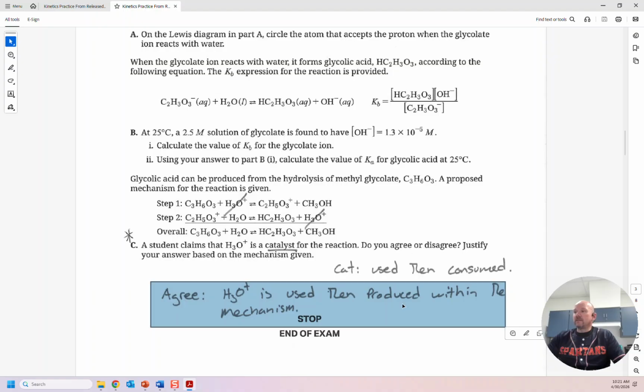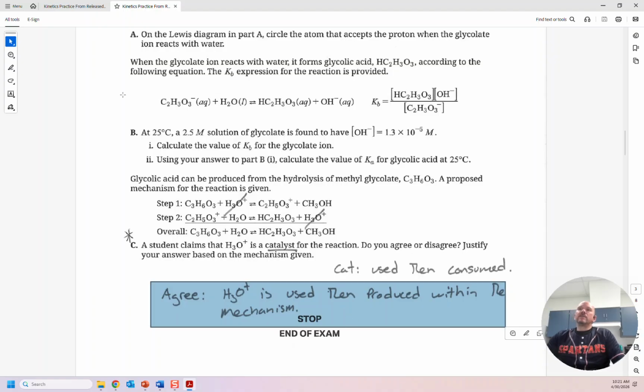That's what defines a catalyst in terms of reaction mechanism, right? It lowers the activation energy. How? It provides a different mechanism. What's true about that mechanism? It has a lower activation energy, and it's used first and then produced within the mechanism. Okay, so that's really all we had to say there.